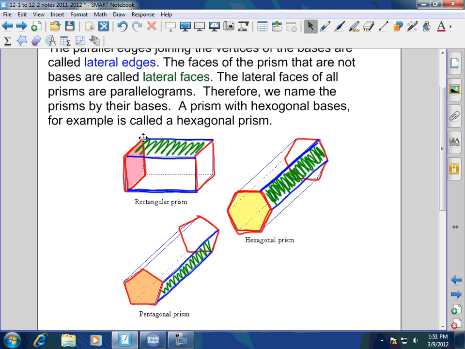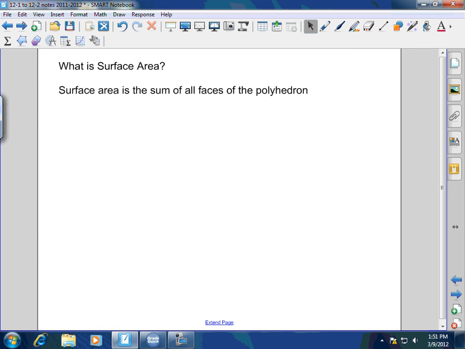Now, in order to find the surface area, let's investigate what surface area really is. Surface area is the sum of all faces of the polyhedron. So the real technical way that they teach this is to break down the polyhedron that's given to you into what's called a net format. We are going to use a formula. So we are not going to do this.